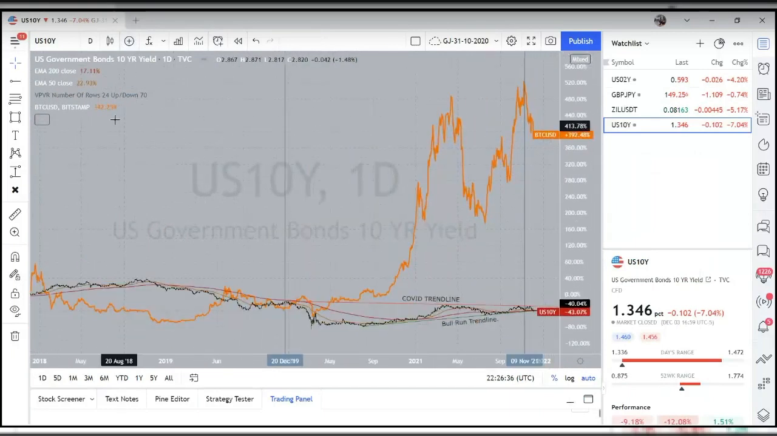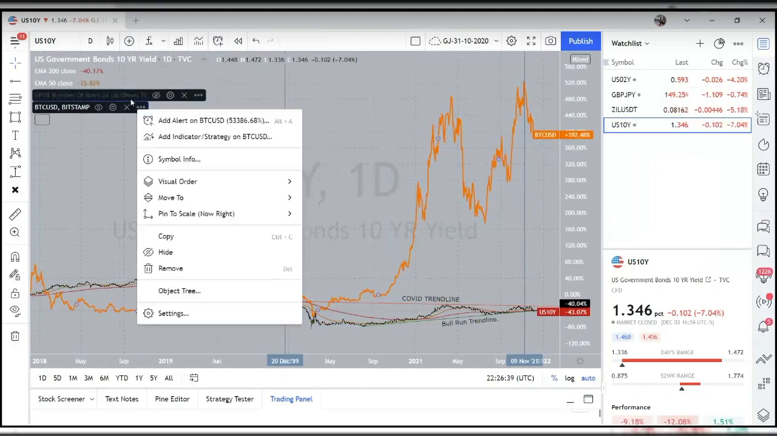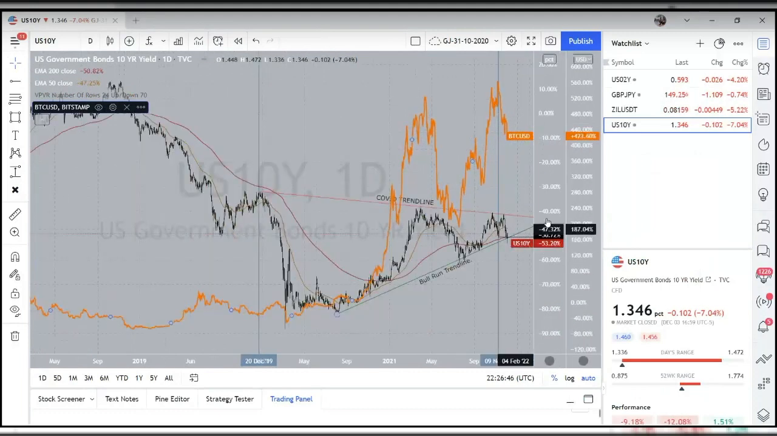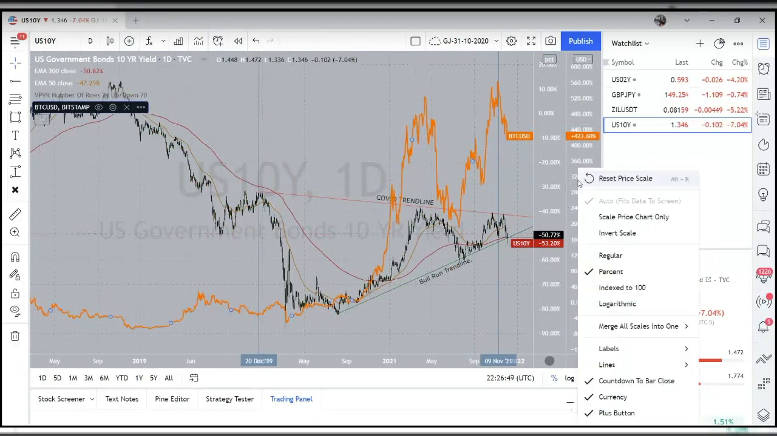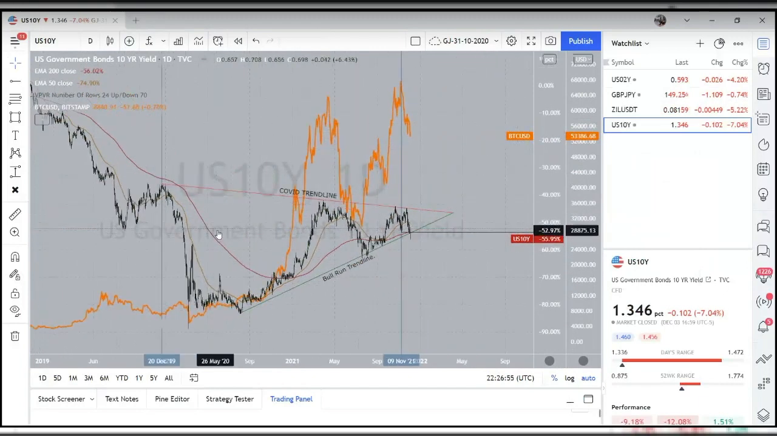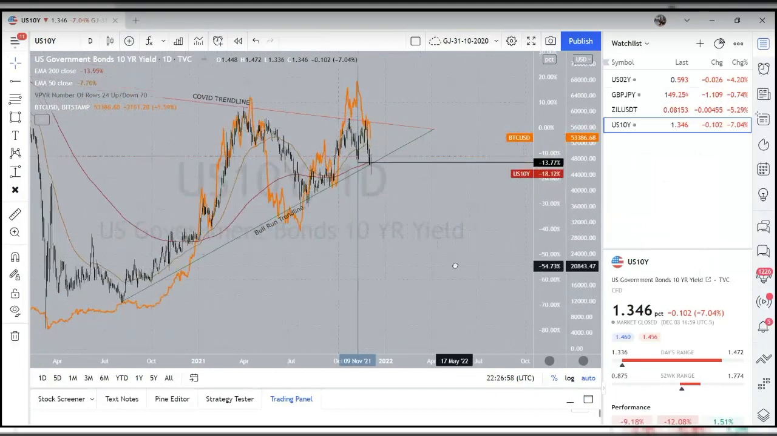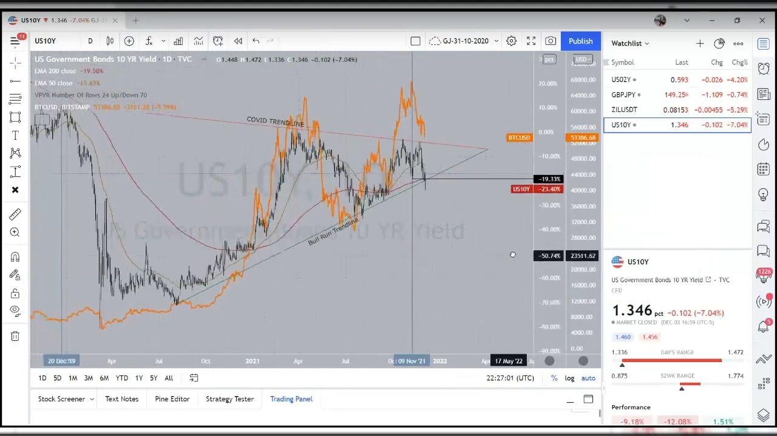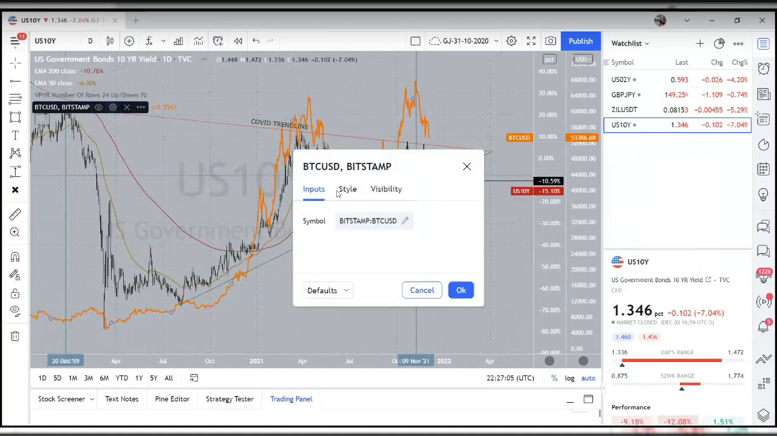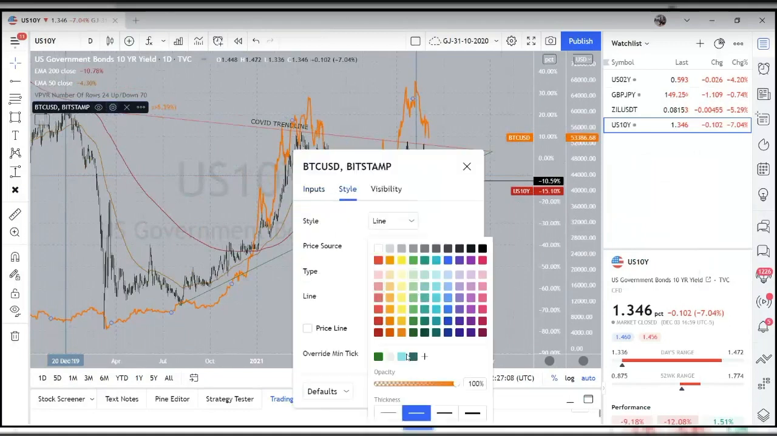Okay, remove that into a separate pane first. Sorry, guys. Scale, pin to a new right scale. And then we have price, regular. Okay, so I hope you can see it. I'm going to change this color as well, just to something that's a little bit easier on the eyes.